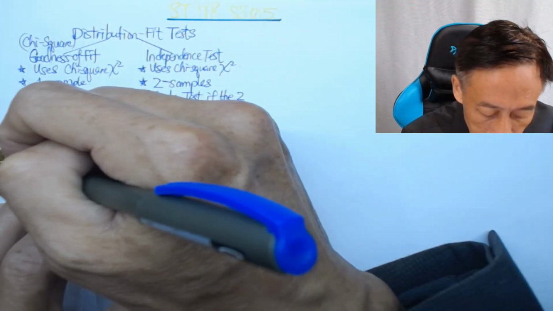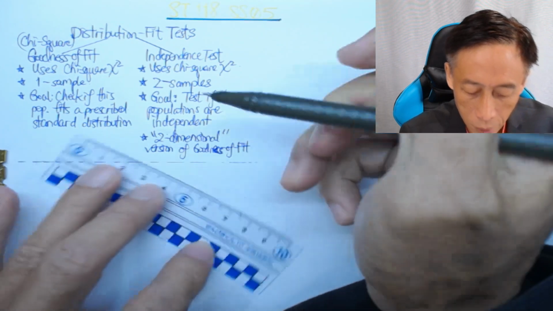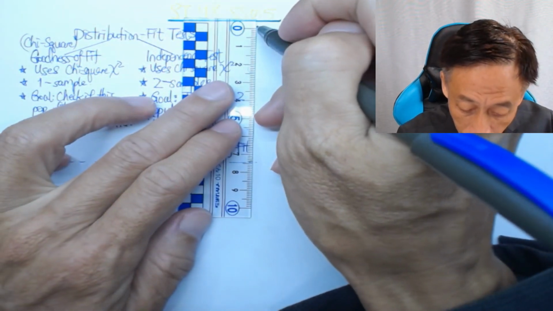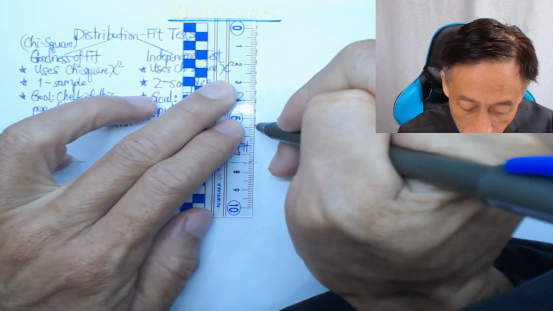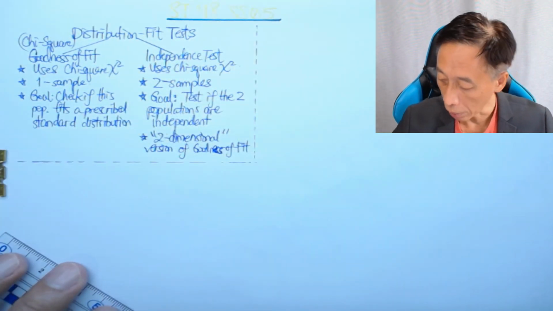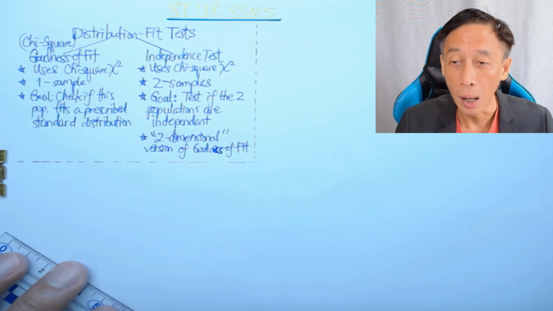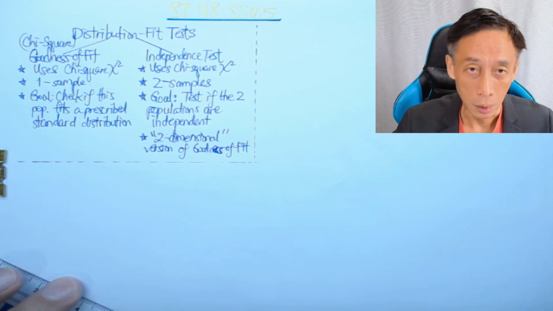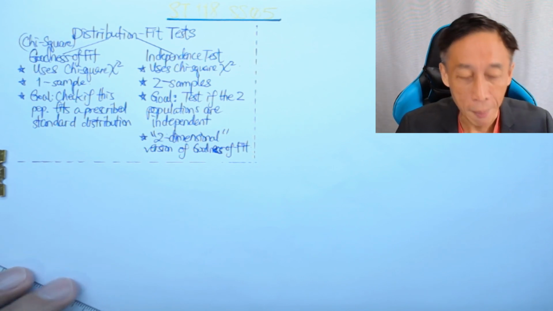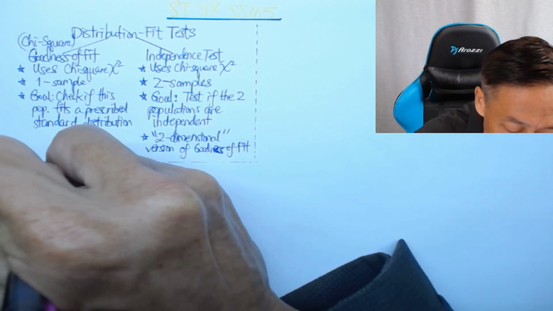Okay, so let's go on with our discussion of not chi-square, but goodness of fit test, by using an example, right? So our goal is to test whether the sample comes from a normal distribution, and for that matter, it can be anything.